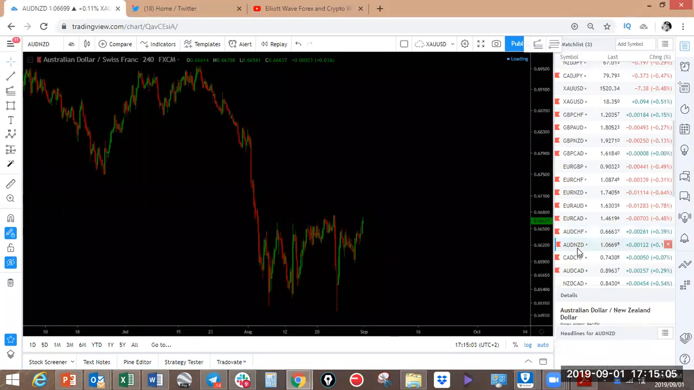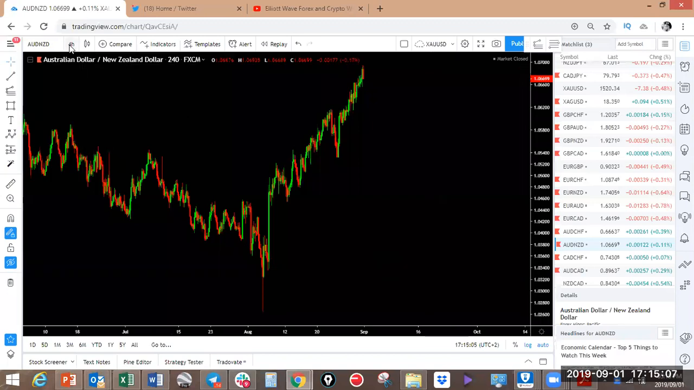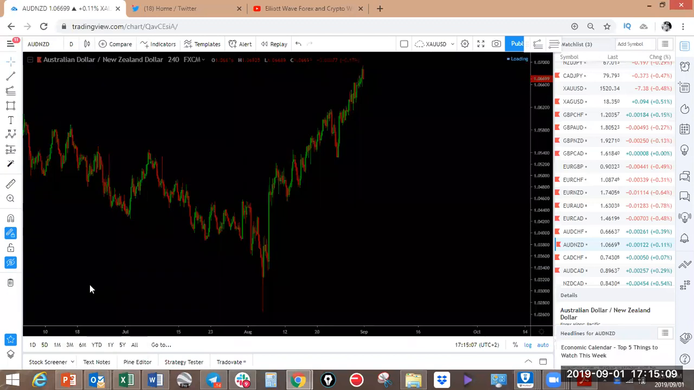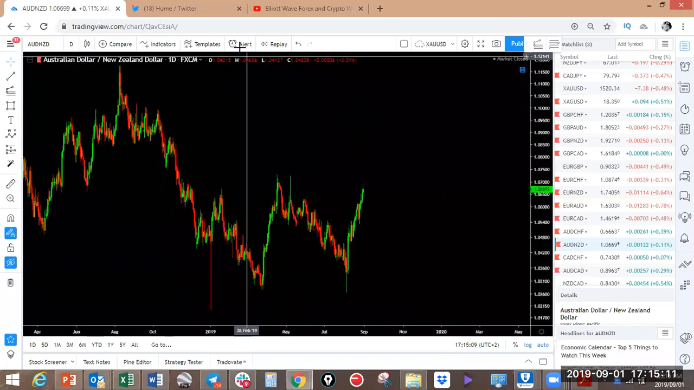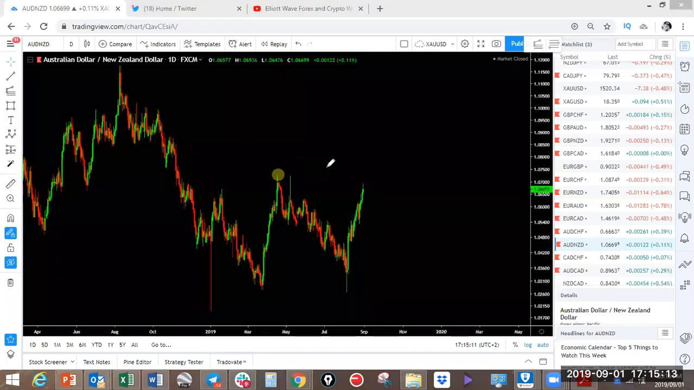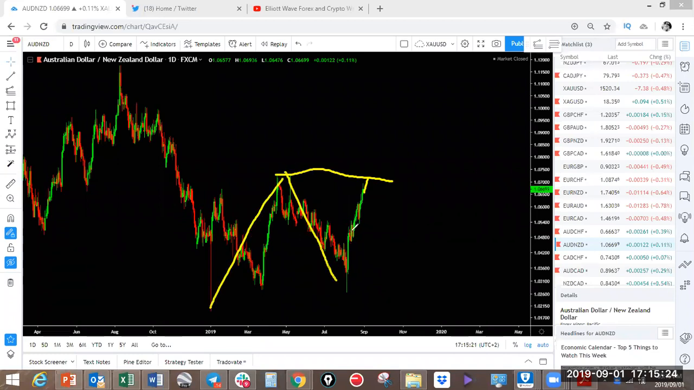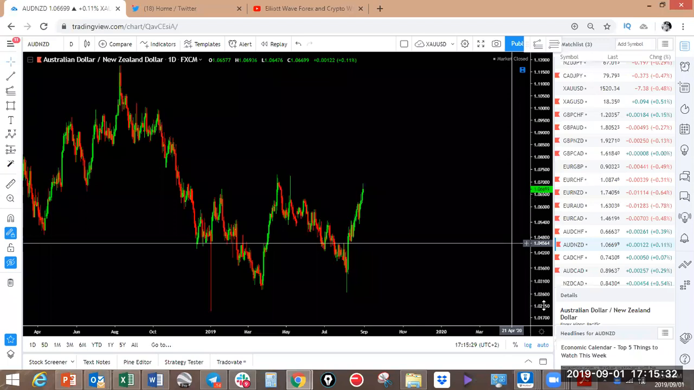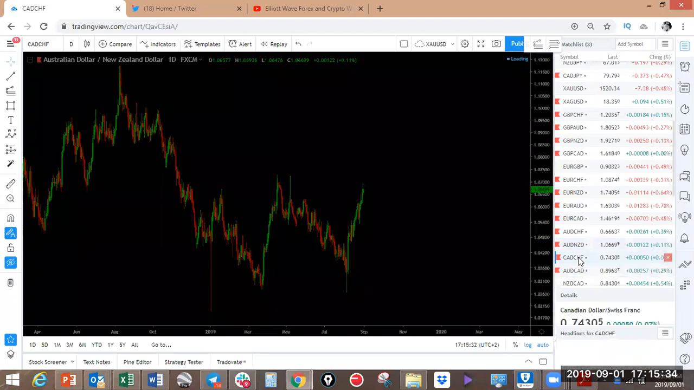Aussie New Zealand just keeps on pushing higher. Let's go on to the daily on this one. At least retest this top. Let's get the right tool there. At least back to this top here. So you're going to have 3 up, correction. Let's see if we're going to have another 3 up here, pullback. Okay, we should have a pullback at the top. That is Aussie New Zealand.